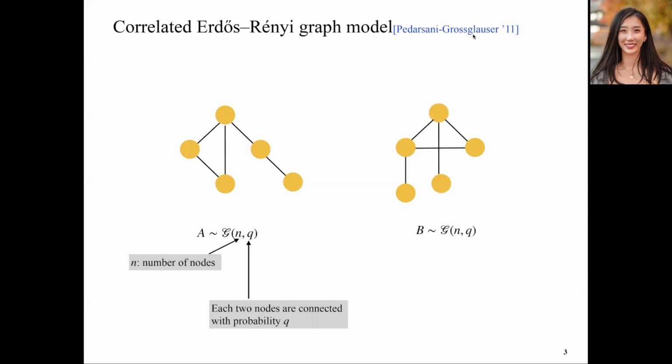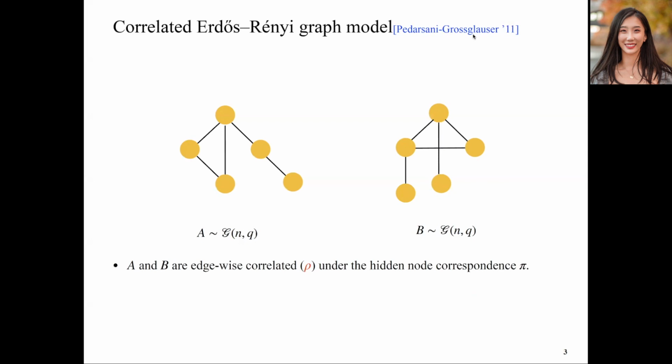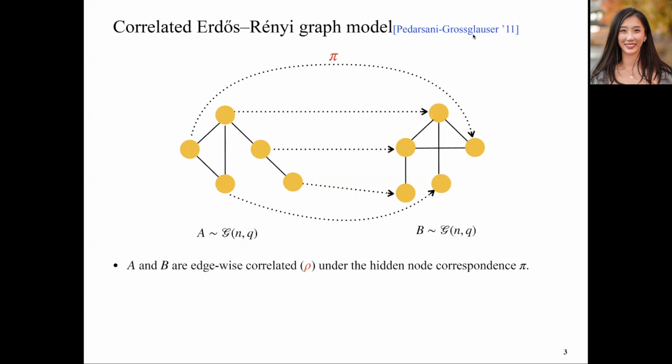Each two nodes are connected with probability q. And we say that A and B are edgewise correlated with each other under a hidden node correspondence pi, indicated by these dotted lines that map the nodes from A to B. For example, you can view A and B as denoting the same group of people from Nintendo World. A is their friend network on Facebook. B is their friend network on Twitter.